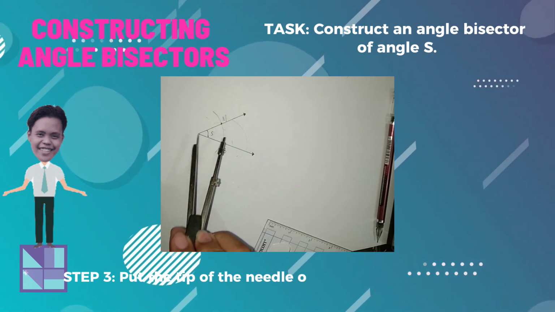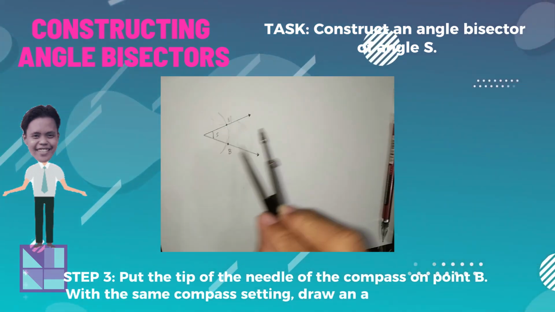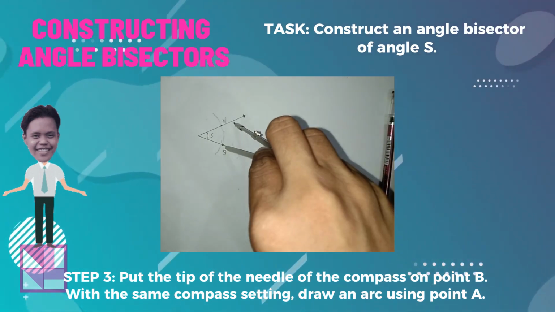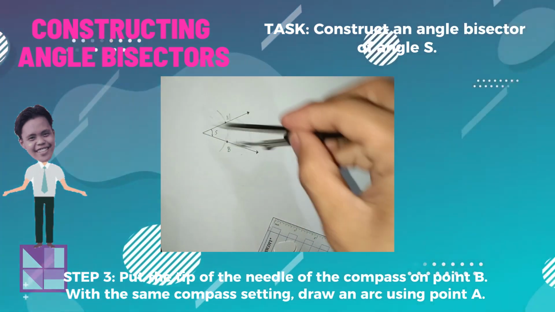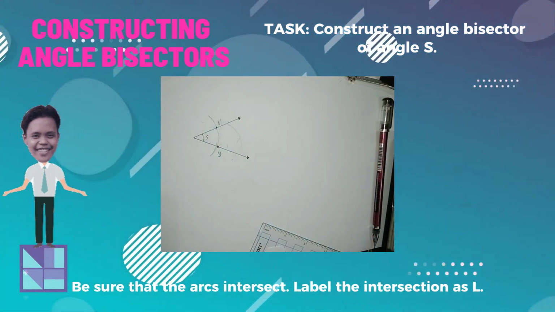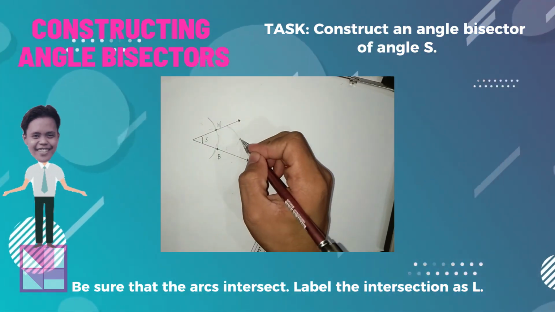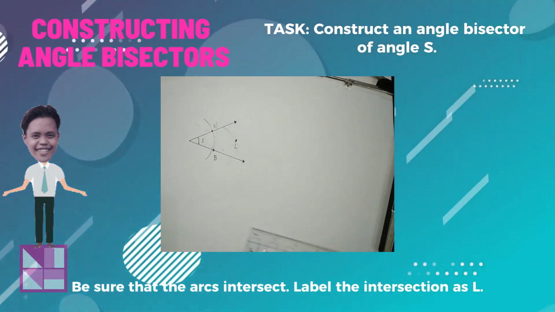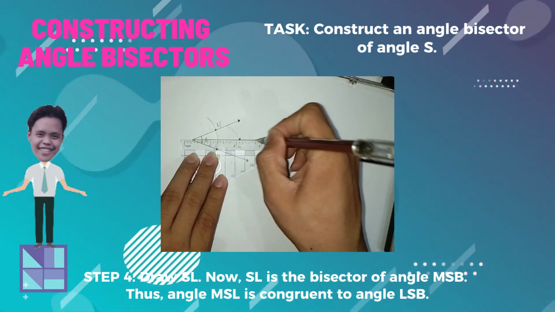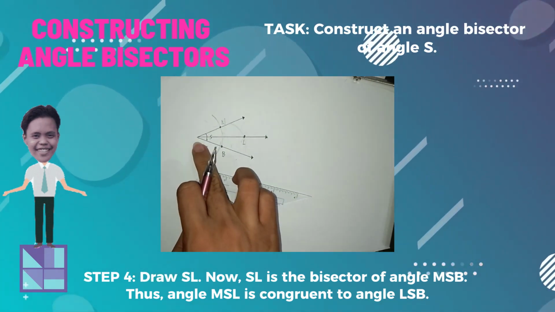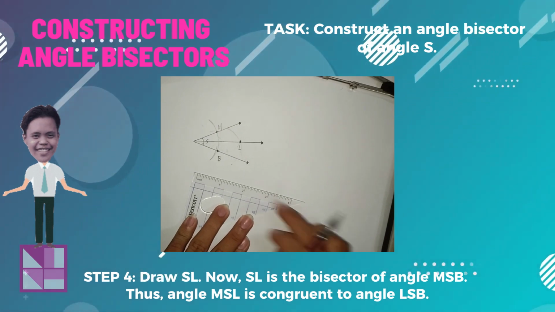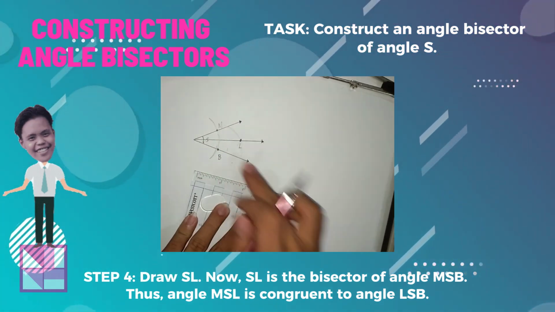Step 3. Put the tip of the needle of the compass on point M. With the same compass setting, draw an arc using point B. Be sure that the arcs intersect and label the intersection as L. Lastly, step 4, draw SL. Now, SL is the bisector of angle MSB, thus angle MSL is congruent to angle LSB.